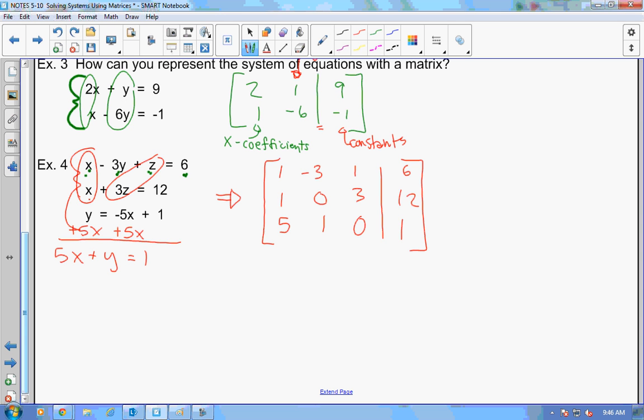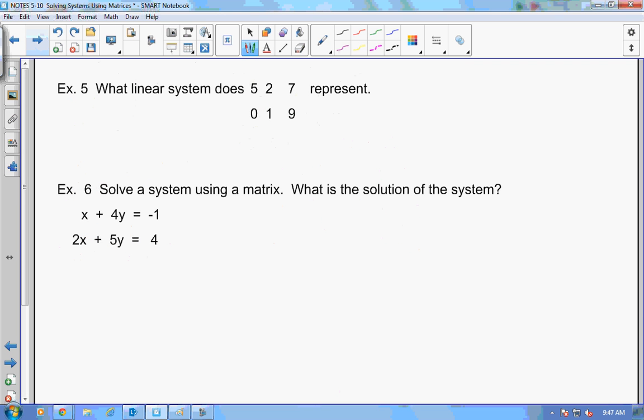Great, thank you. So that's taking a system of equations and writing them as a matrix. And plural for matrix, by the way, is matrices, in case you're wondering. Okay? Now we're going to reverse it. Example 5. Hold on, let me put this up.